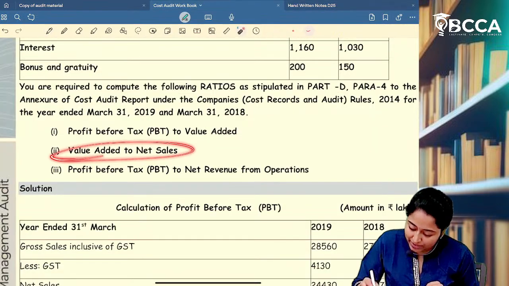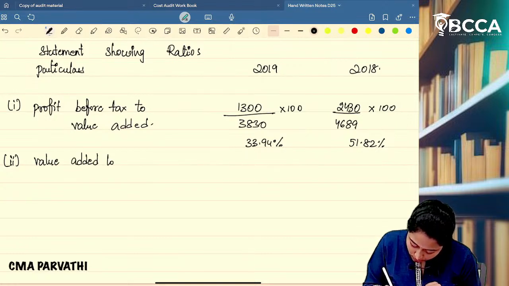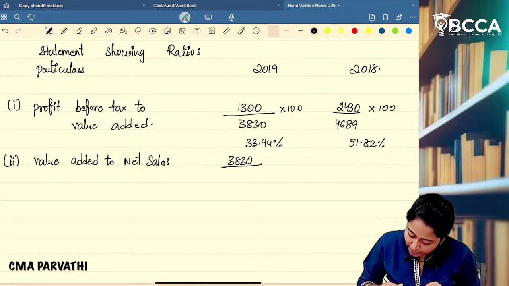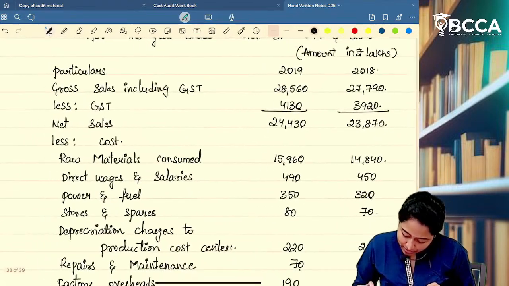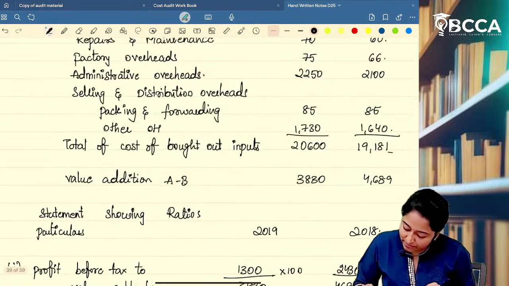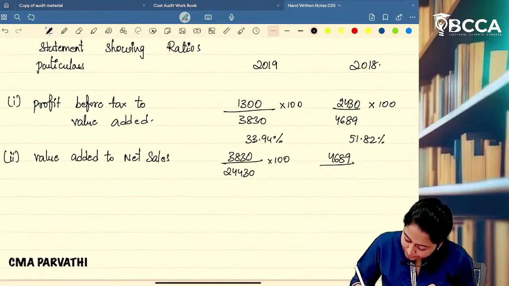Now, value added to net sales. What is value added? 3830 divided by what is net sales? 24,430. 4,689 divided by 23,870 into 100.